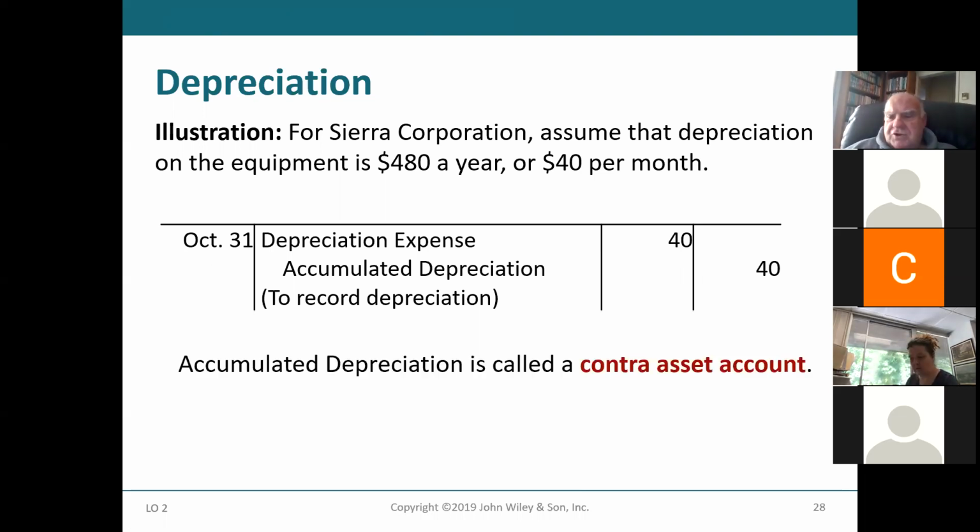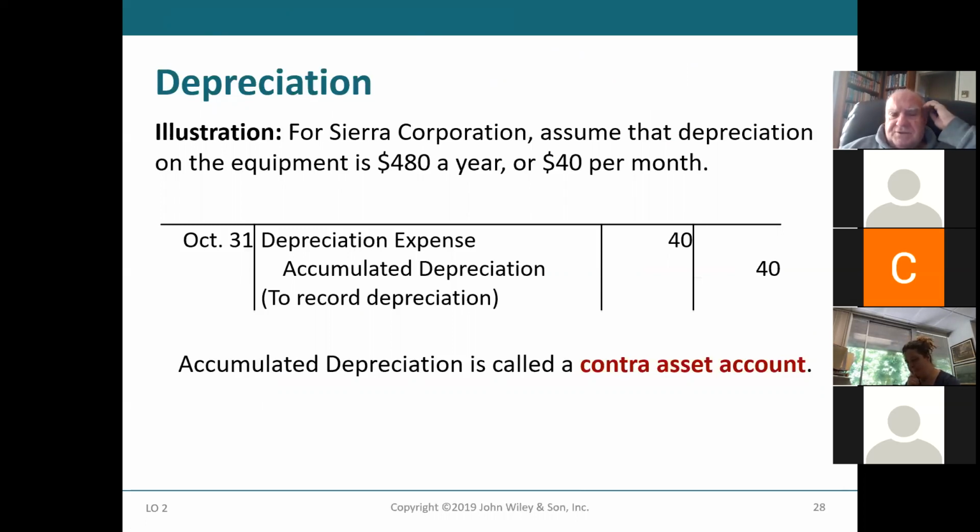Accumulated depreciation is an asset account, but it's called a contra asset because it has a normal credit balance. So the original cost of that asset, you're never going to touch. When you're doing a depreciation problem, you never credit the original cost of the asset. The only thing you credit is accumulated depreciation.